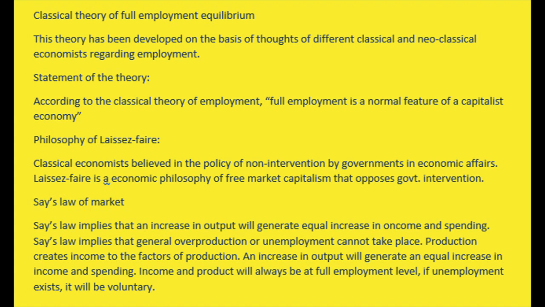Say's law of market. Say's law implies that an increase in output will generate an equal increase in income and spending. Say's law implies that general overproduction or unemployment cannot take place. Production creates income to the factors of production. An increase in output will generate an equal increase in income and spending. Income and product will always be at full employment level. If unemployment exists, it will be voluntary.